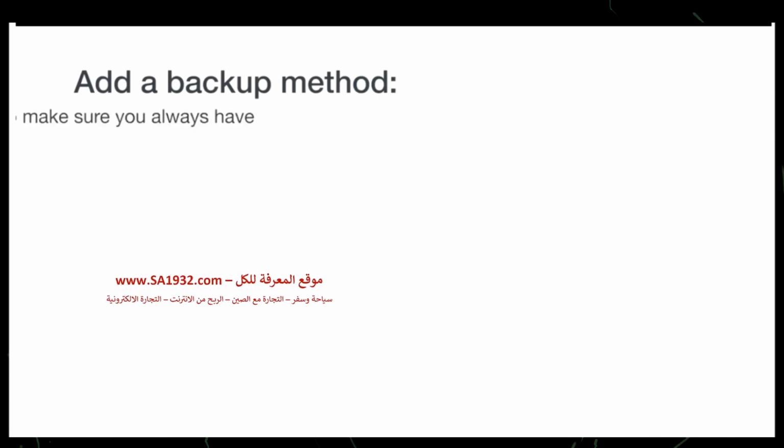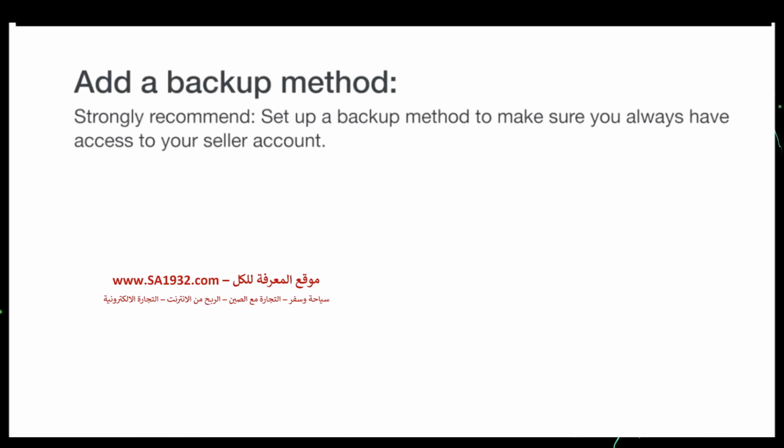At this point, you've set up your primary method for receiving 2SV passcodes, either through text messages or from an Authenticator app. As we mentioned earlier, we strongly recommend adding a backup method. If you no longer have access to your primary method, this will help you get into your account.